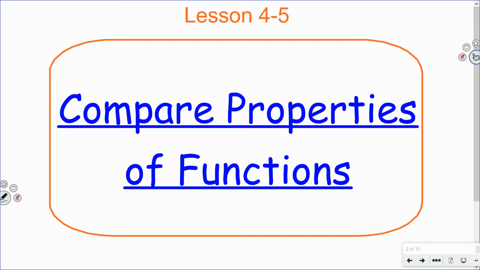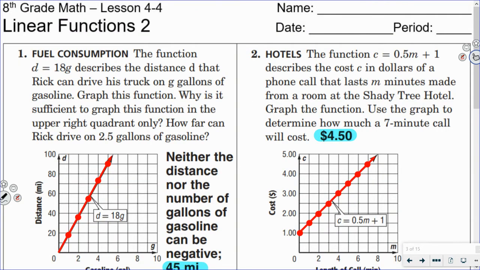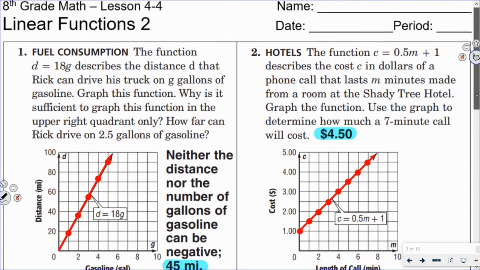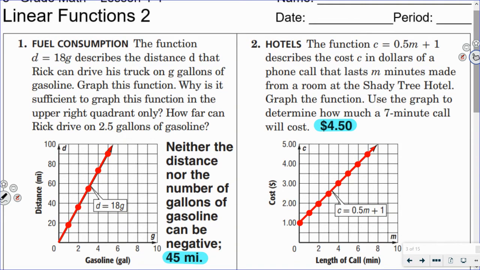Chapter 4, Lesson 5, Compare Properties of Functions. Firstly, if you had this assignment, go ahead and pause your video, take a look at the answers, check yourself, bring some questions, pause your video, and come on back when you're ready. I will scroll down in a moment.